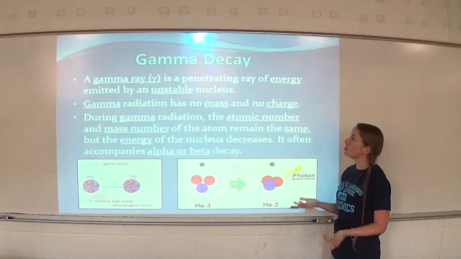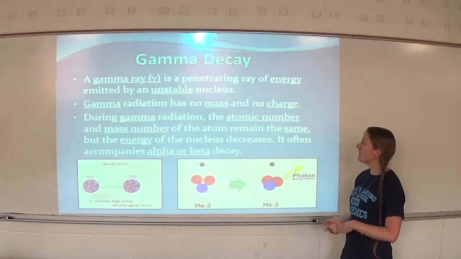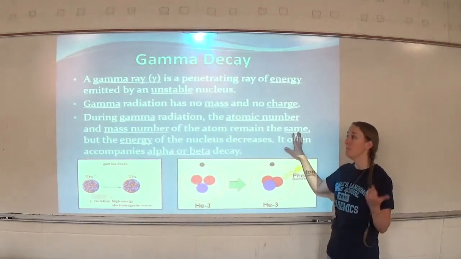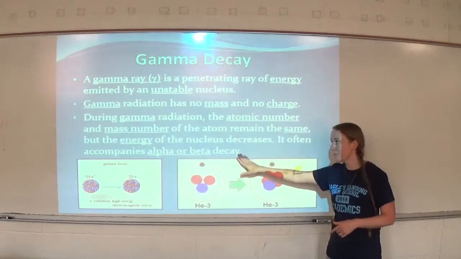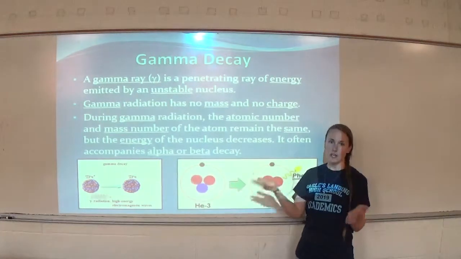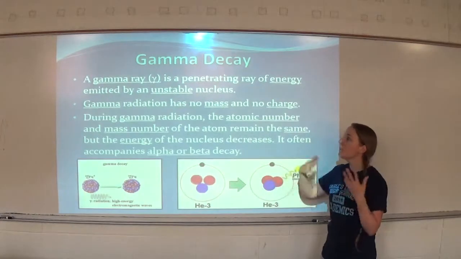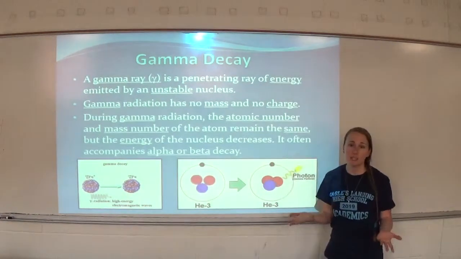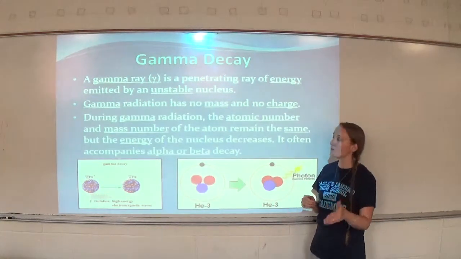Gamma radiation has no mass and no charge. During gamma radiation, the atomic number and mass number of the atom remain the same, but the energy of the nucleus decreases. It often accompanies alpha or beta decay. So in other words, it's not always one or the other. Sometimes you may have where you release an alpha particle, but you also release some gamma rays. So they can happen together. It doesn't have to be one or the other every single time.